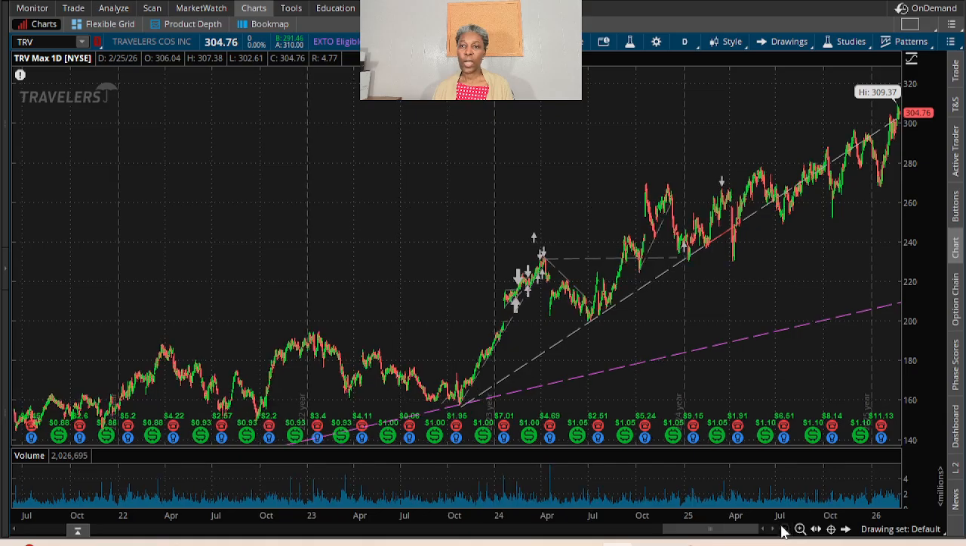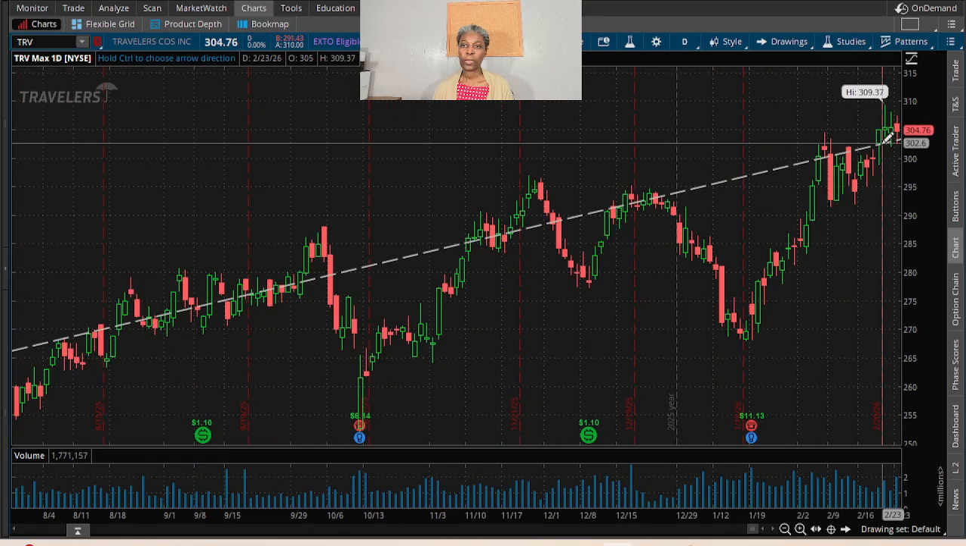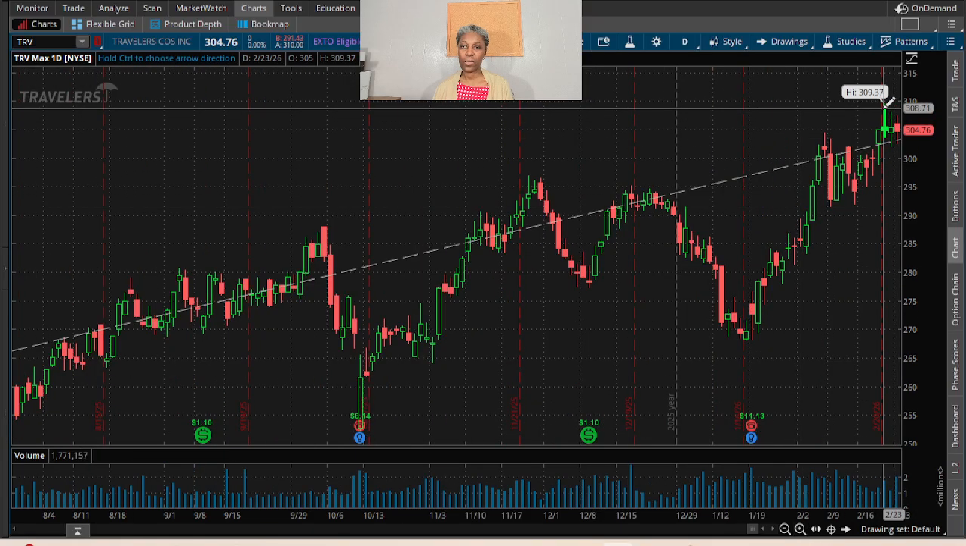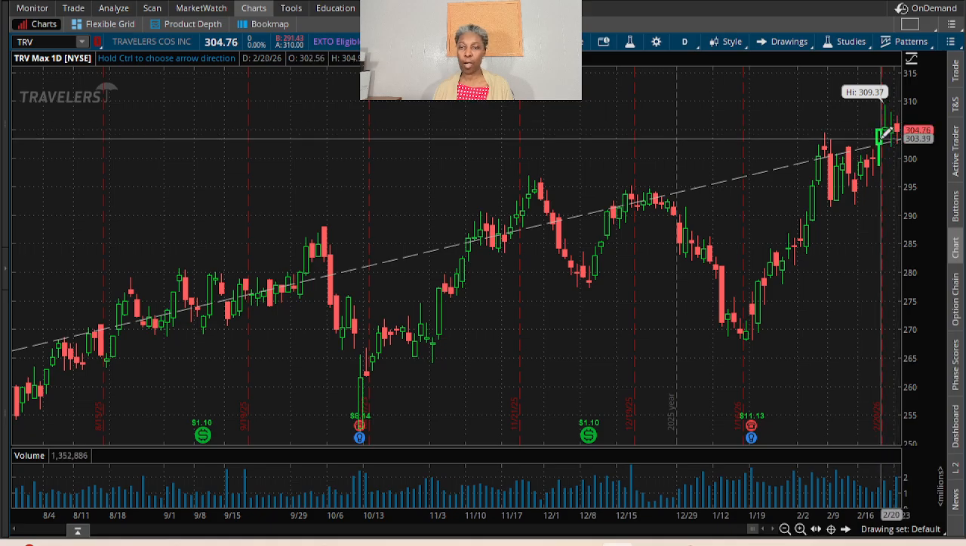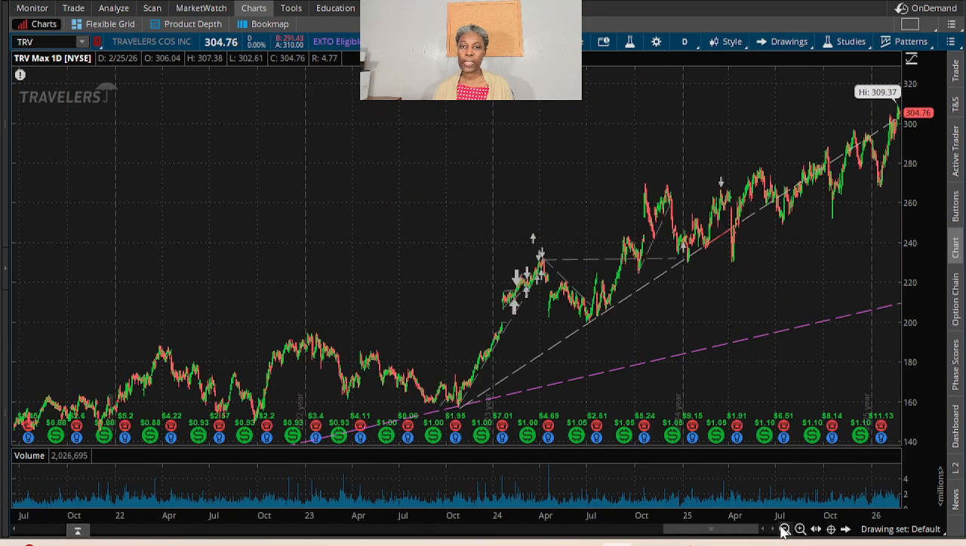But the price is close to the all-time highest price. So every single bar is a daily bar on this chart, maximum daily chart. So the price is closer to the top of the mountain than it is to the valley. So therefore it's not a buy for me.